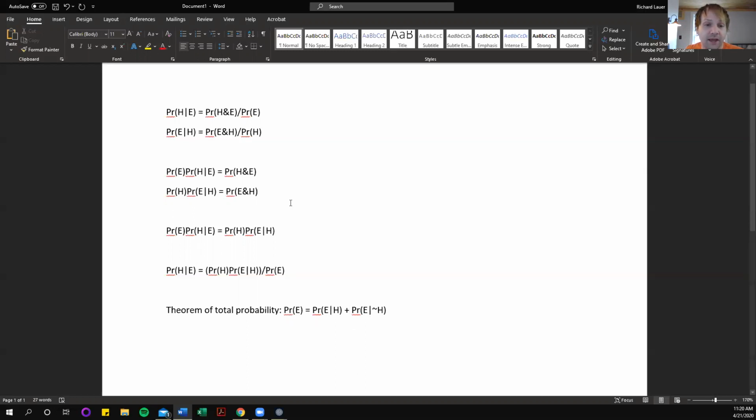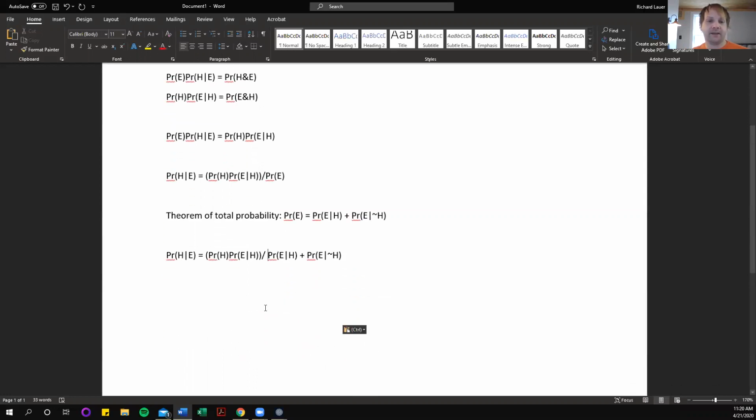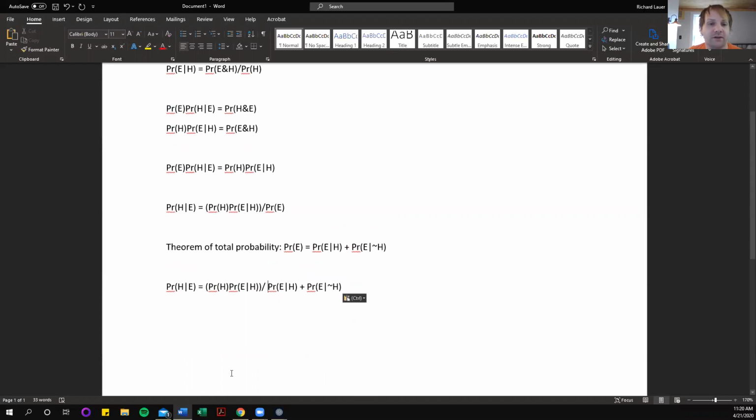Given that theorem, then we can complete our proof of Bayes' theorem, and it will look like this. Since we know the probability of E is equal to that, you'll just have to take my word for it. We just plug in this on the bottom, right? And so what we have is, in effect, the full version of Bayes' theorem.